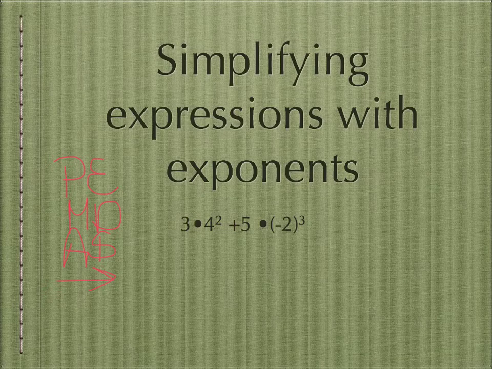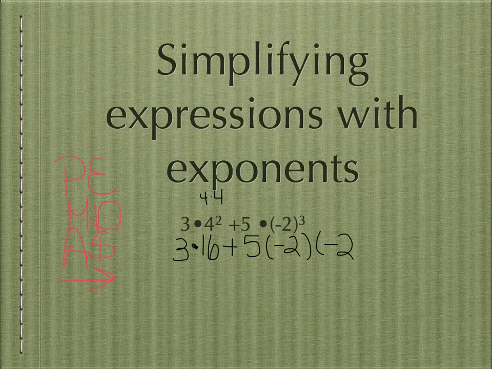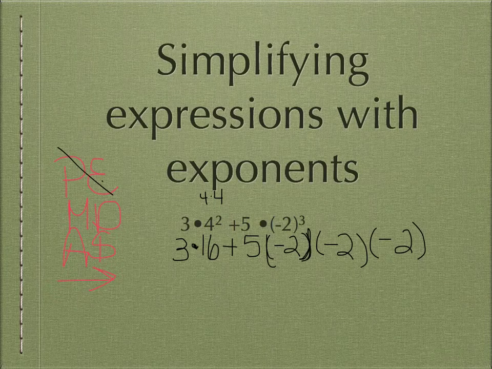So, let's start with this problem. I, of course, am going to use my upside down triangle and deal with the exponents first. So, this would become 3 times 4 squared, means 4 times 4, which is 16, plus 5. This one, I might just write these out. That way it's easier for me to see. If you can do it quickly in your head, that's fine too. So now I've dealt with all my parentheses or exponents. Even though these are in parentheses, it's just telling us to multiply.